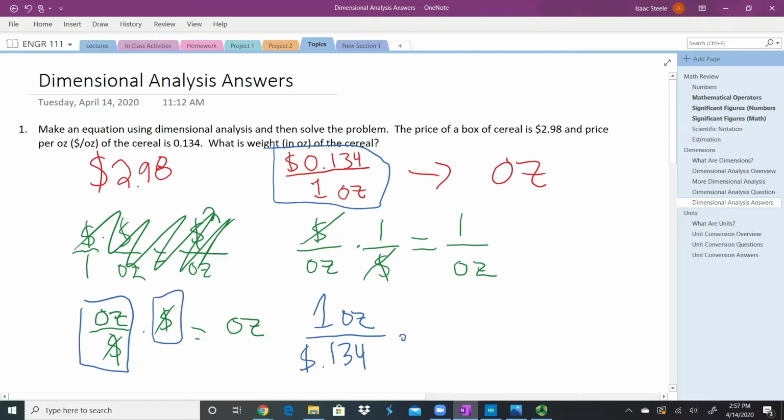I'm not going to invert it or anything. It strictly just says keep the money the way that it is, and so I'm going to multiply this by $2.98. My dollar signs cancel, and when I do the math on this, I get 22.074 and so on, ounces, and it goes on for a little while.